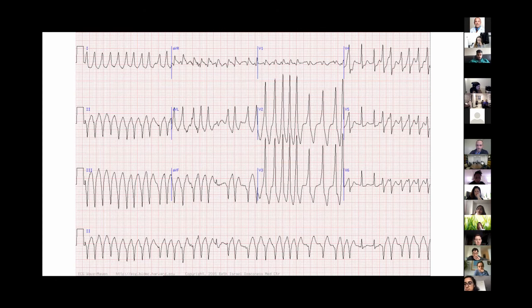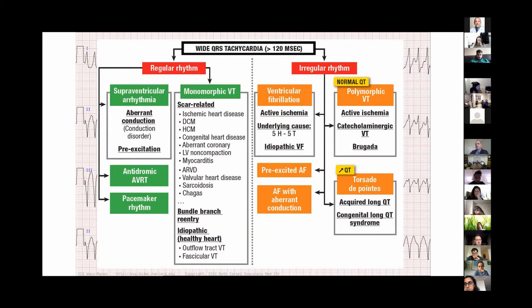It's irregular. Okay, so now look here. What are your possibilities? So you have VFib, right? You have polymorphic VT. You have... I need to ask you, do you understand what is pre-excited AF?